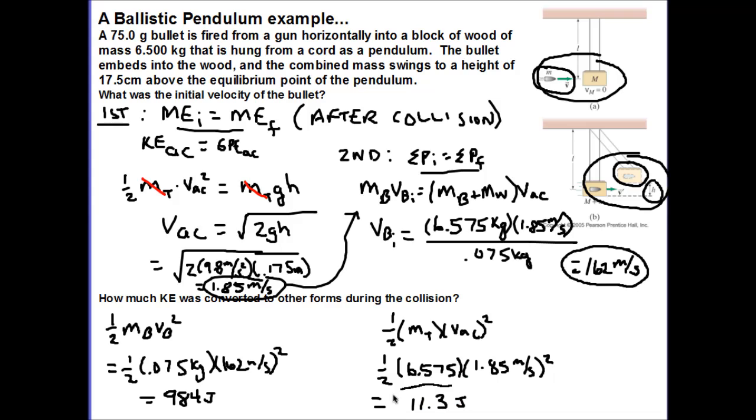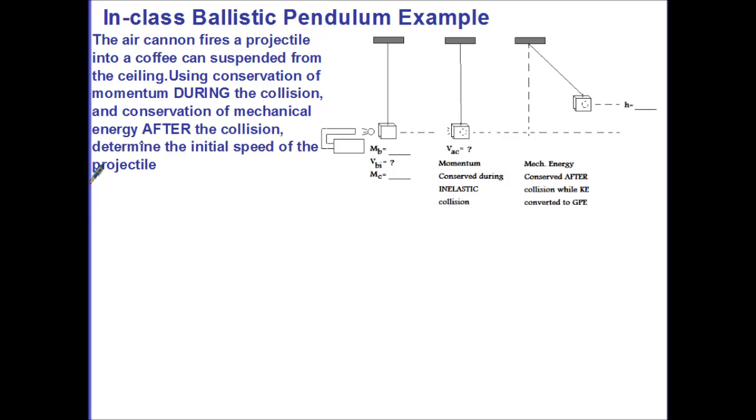Again, we've lost a tremendous amount of kinetic energy there. How much KE was converted into other forms, I would take the difference between these to be able to do that. So we've lost essentially almost all of the kinetic energy. Now this is one that we'll do in class. I'm going to save that for a classroom demonstration.